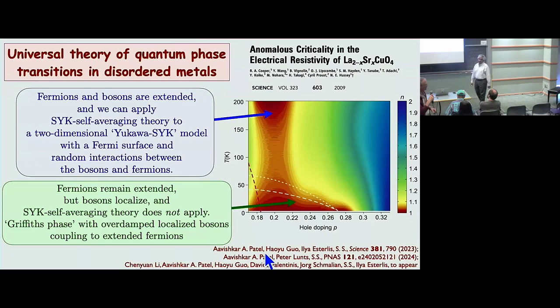If I can make a plug, if you want to learn more about some of this, several of Subir's collaborators gave talks in the program that is just finishing up this week, so you can go to KITP's extensive archive and watch a talk by Peter Lunts or Avi Shkar. You get a lot more detail about that particular thing. Thanks for the great talk.